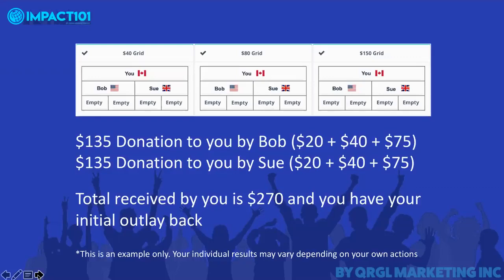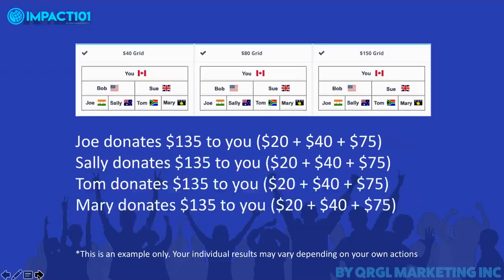So now you help Bob and Sue do the same thing. Find their 2 people by using the videos in the system. They each find their 2 people who do the same thing and start with the first 3 grids. Bob finds Joe and Sally. Joe and Sally both make a $135 donation to Bob, who's their inviter, and they also make a $135 donation to you because they fell into your grid.